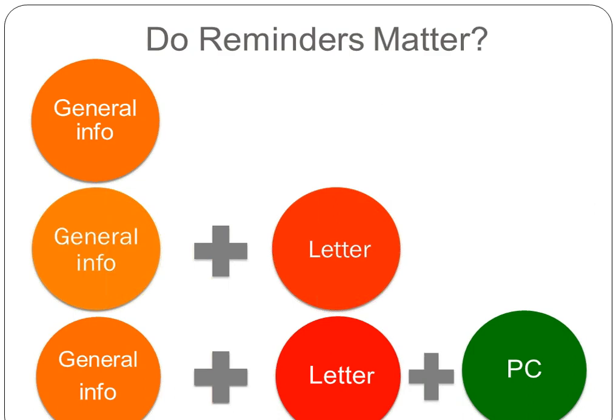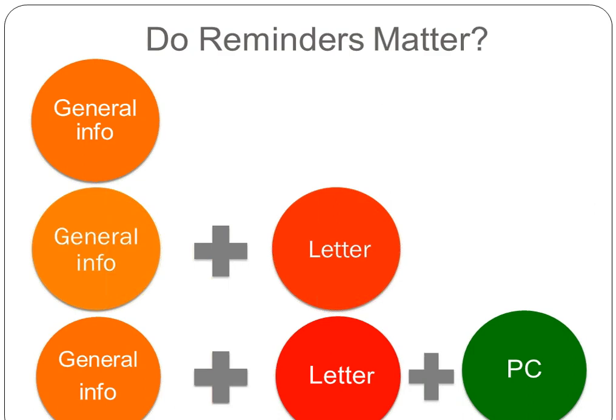So what we did is we randomized different groups, and some groups just got general information about these business classes. Some got the information plus a letter reminding them about these business classes. And some got the general information, a letter, and a postcard. So they get two reminders.